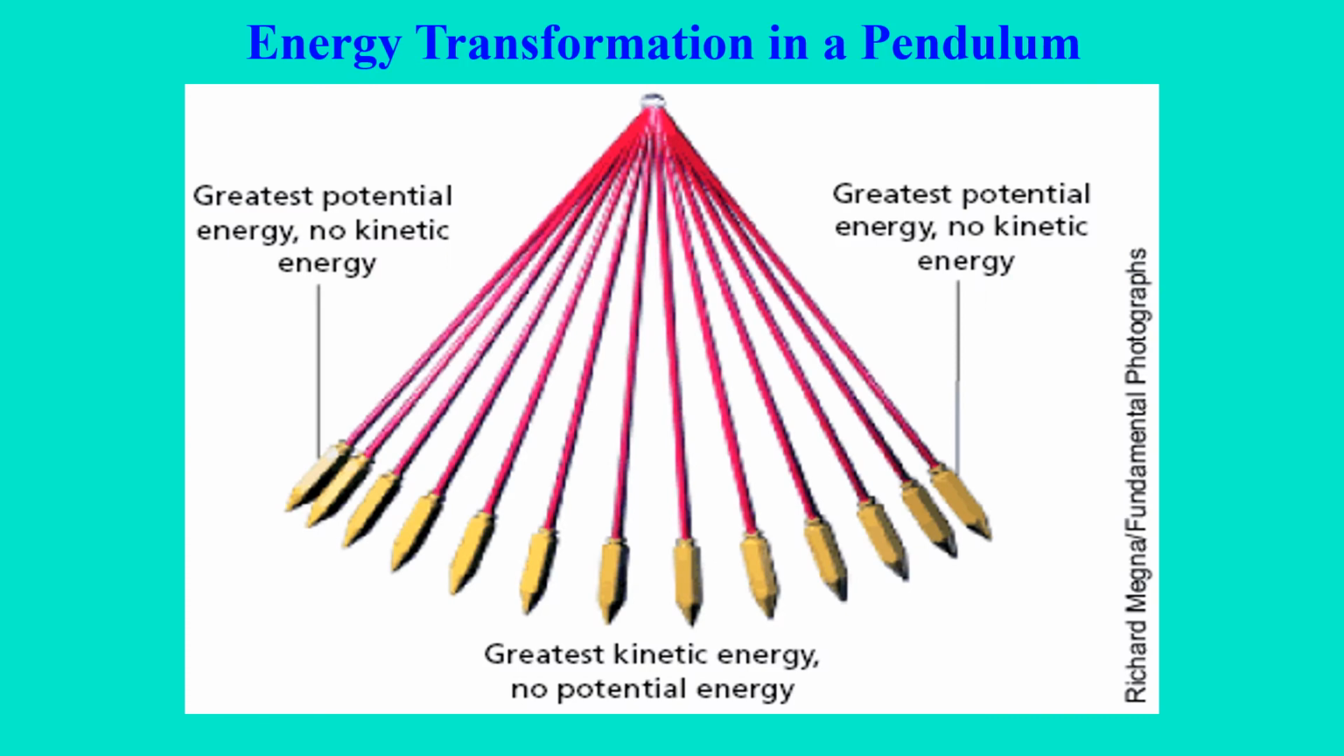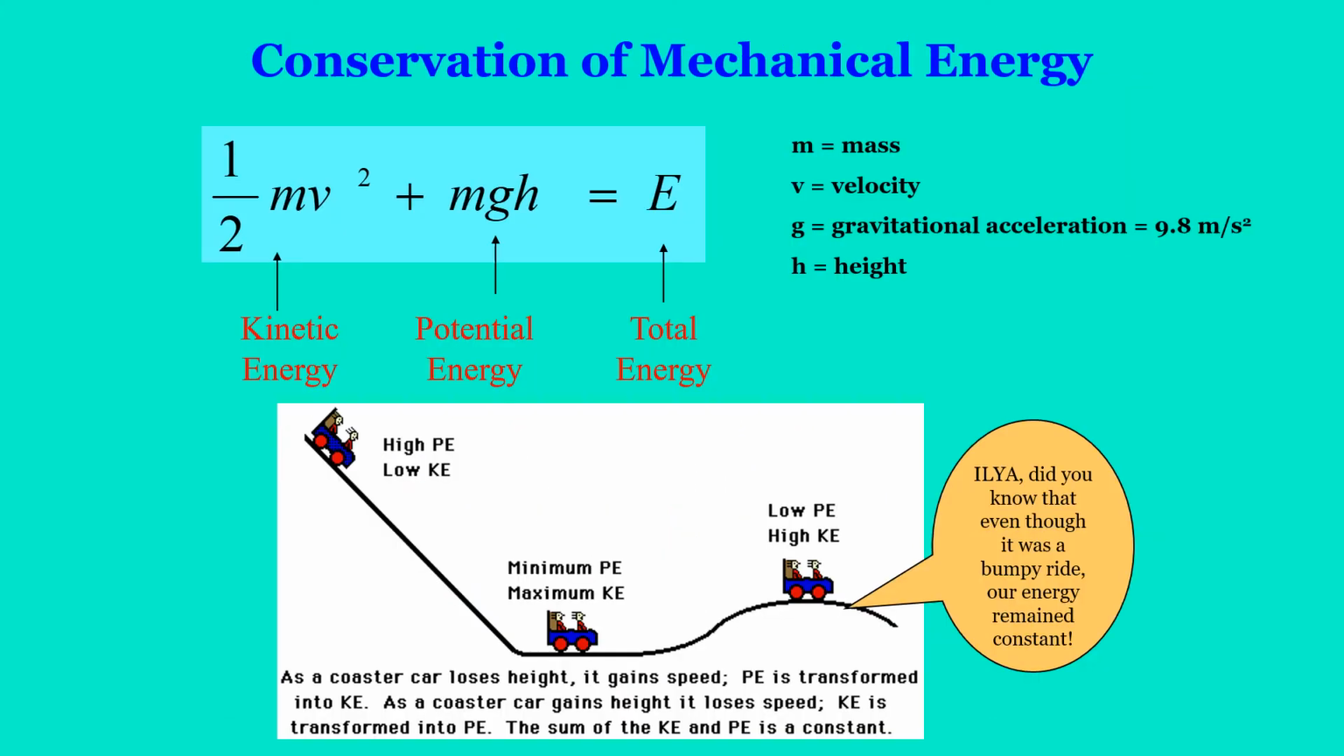Here is the energy transformation in a pendulum. At the greatest height, potential energy is greatest and there is no kinetic energy. At the bottom, we have the greatest kinetic energy but no potential energy. And on the other side, at the greatest height, you have the greatest potential energy but no kinetic energy.